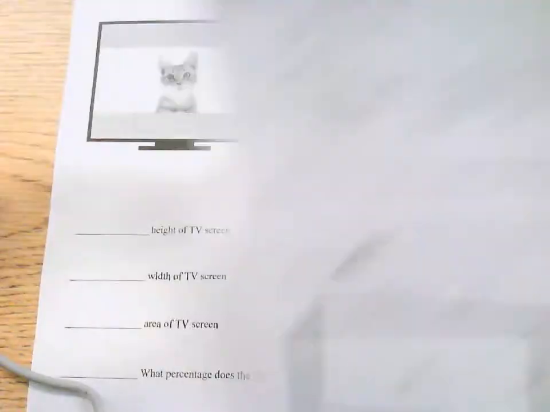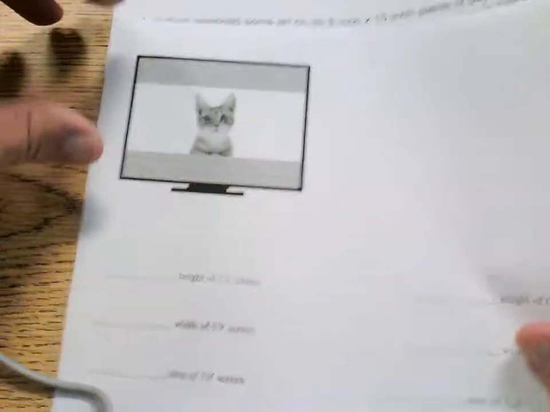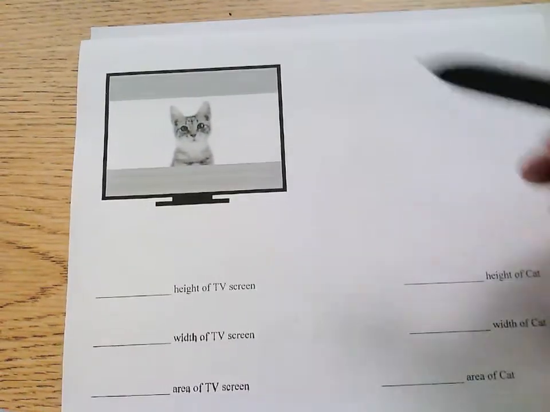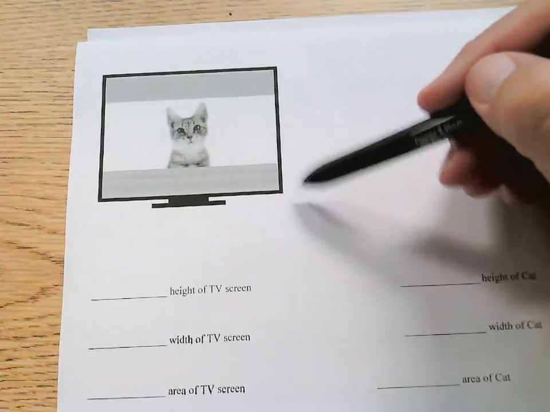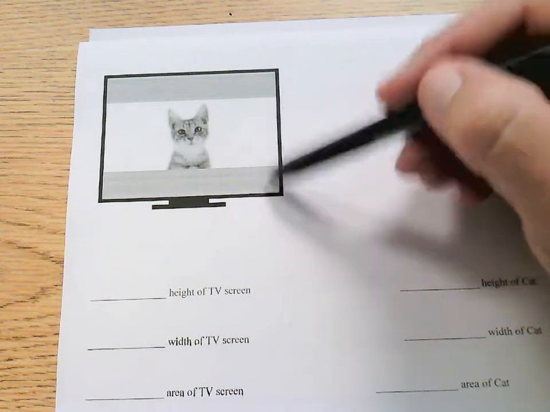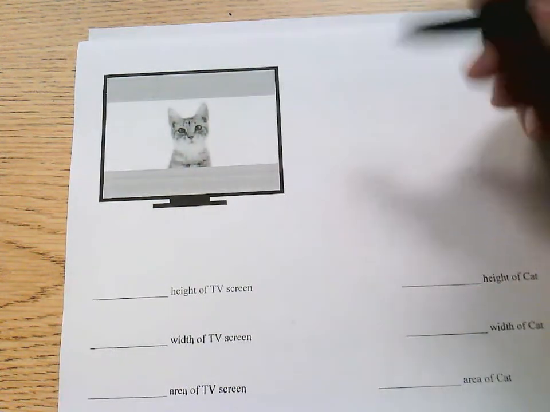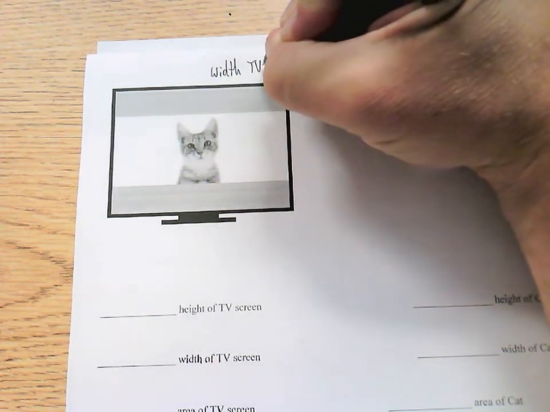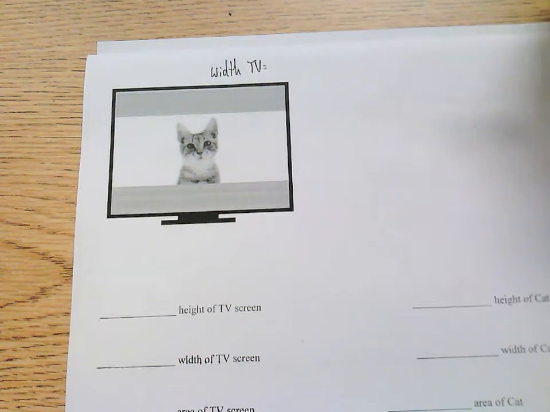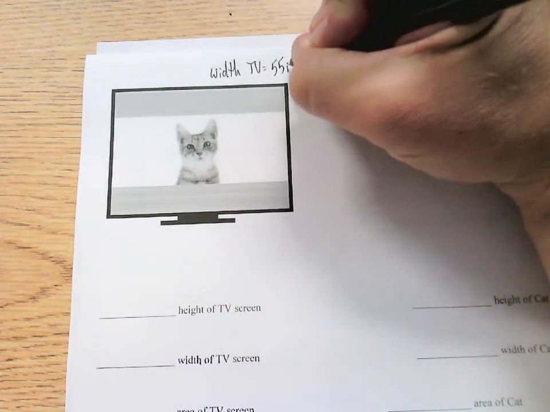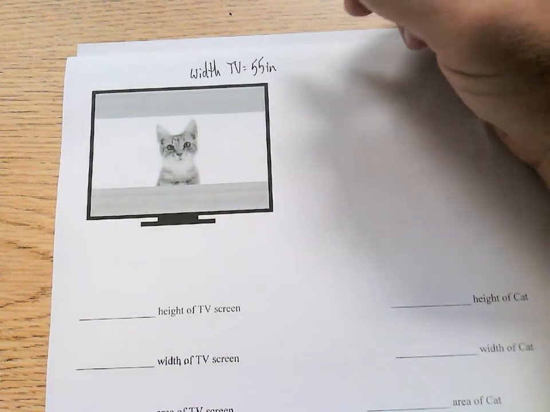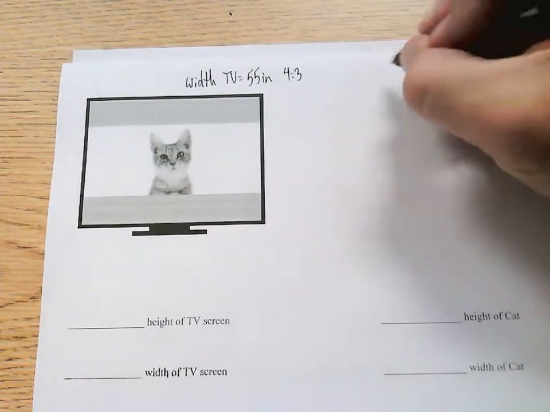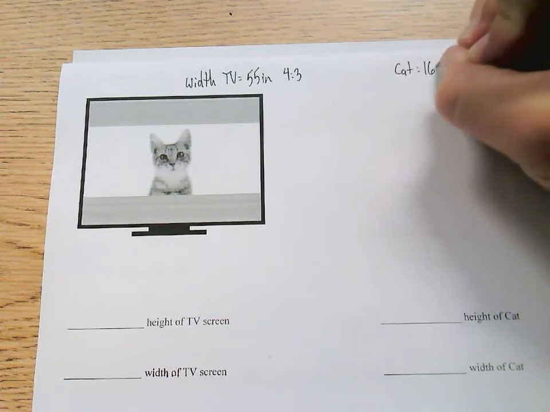All right, now the last one that we went over that some students have trouble with is these types of questions. What I see is a little kitty cat inside of a TV, and they're gray, but they should be black bars. Okay, so I'm going to make this up. I'm going to say the width of the TV is, let's say, 55 inches. We'll also say that the TV has a 4:3 ratio, and I'm going to call this a cat. The cat has a 16:9 ratio.